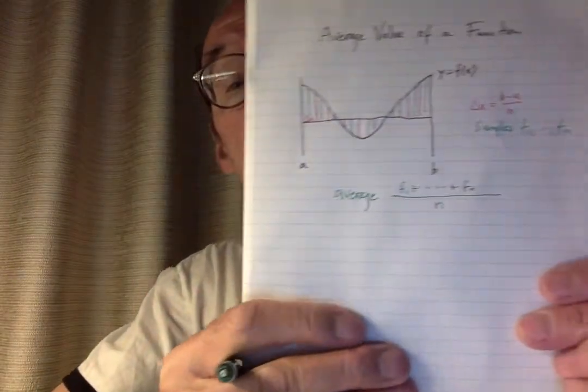So that approximate average based on the samples is a fraction. The bottom is n, because when you take an average, you add up everything and divide by n. And then the top is the sum of the samples. That's what happens when you integrate.